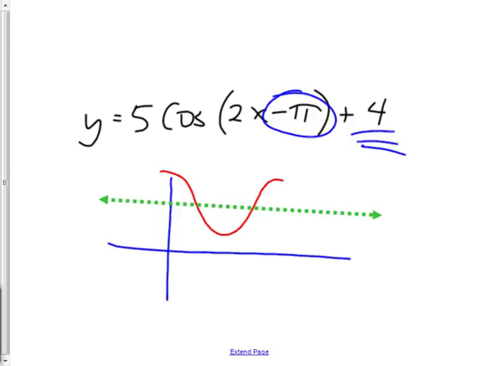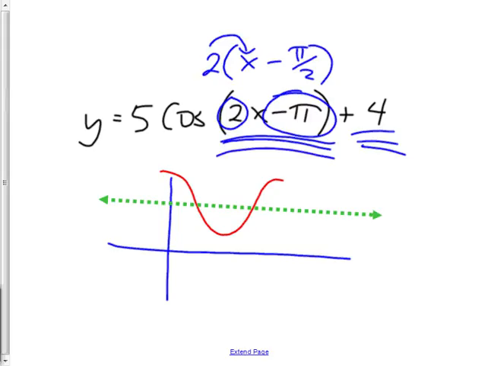No, it's not. We have to do something first, and then it'll be the phase shift. What do we have to do first? Pull out the 2. 2 goes out front. What do you have left? x minus pi over 2. How do you know that? Because when you multiply it back out, you get this.